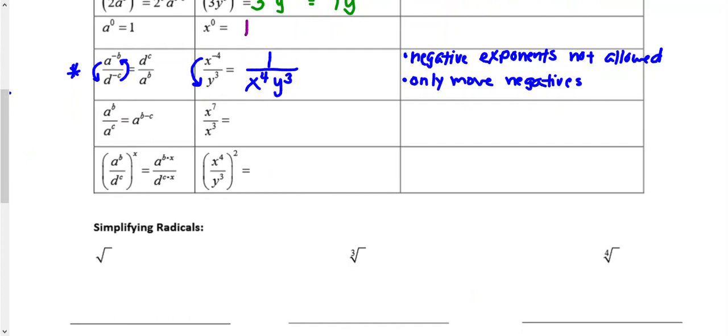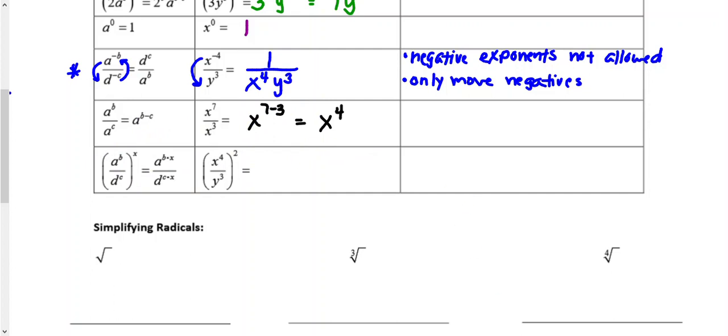Now, the last two we look at if both are already positive and we're dividing. Notice that they are the same base. When this happens, we subtract. So, in my example, both are x's, same base, and it's always the top number minus the bottom number. So this is going to become x to the 7 minus 3, which gives me x to the 4th. So again, same base, subtract when you are dividing.